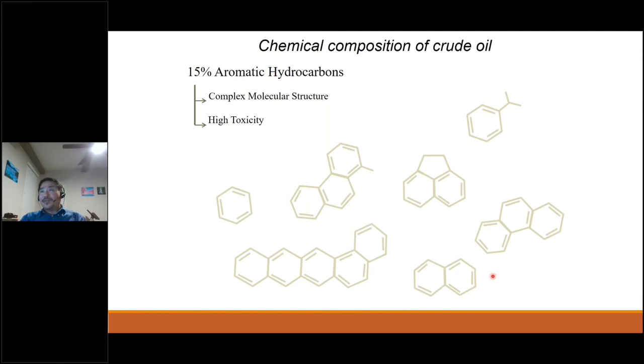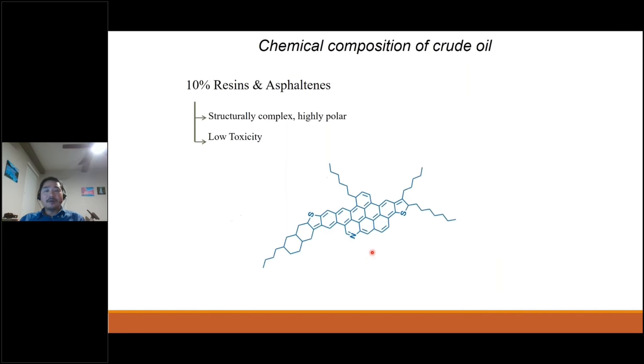Then you have about 15 to 20% that we call the aromatics. They can have some aliphatic tail, but essentially they have the benzene ring. These unsaturated hydrocarbons are highly toxic. This is really one of the components people are concerned about when you have an oil spill. And then you have a very small fraction of the resins, which we call NSO compounds. They are structurally very complex, and a little bit polar, because they contain sulfur, oxygen, nitrogen, etc. Because they're not easily soluble, we often say they have low toxicity. So that gives you an idea of the chemical composition.